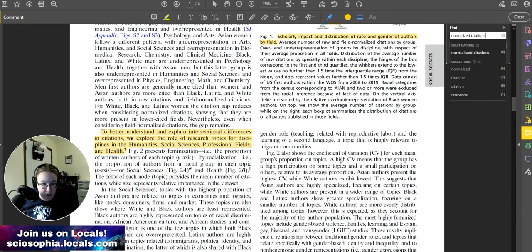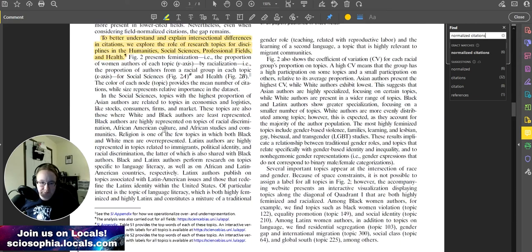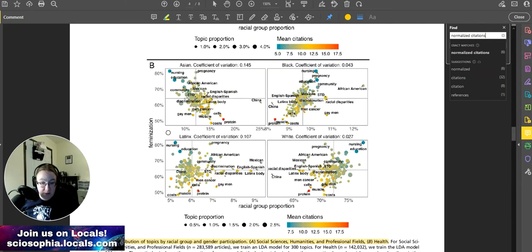Again, I'm pointing this out to better understand and explain intersectional differences in citations. We explore the role of research topics for disciplines in humanities, social sciences, professional fields, and health. No STEM disciplines. No biology, anything like that. And yet, the whole conclusions of the article are all about all science. And again, this is another point to the point here.